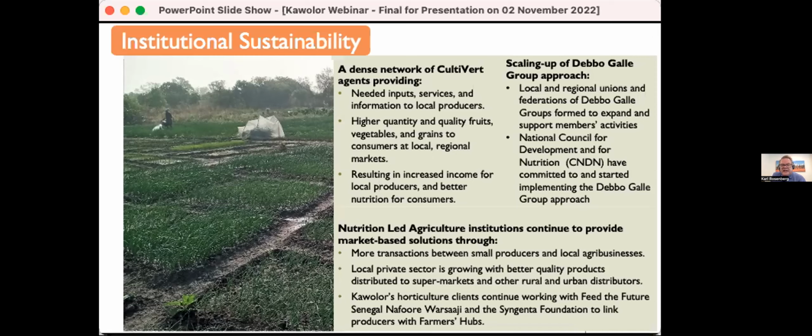In terms of scaling up the Dabogale approach, these 7,000 plus Dabogale groups, many of them have joined into local or regional unions or federations of Dabogale groups.